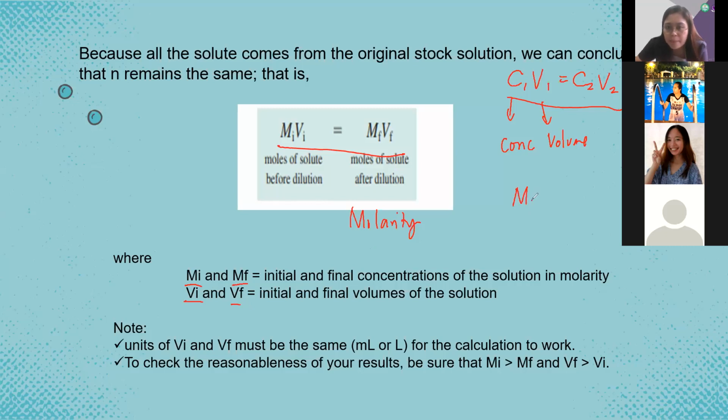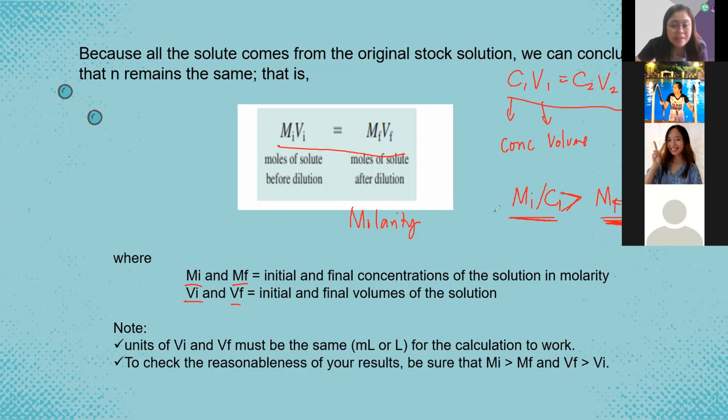Always yan siya, class. Mas malaki si MI or yung tinatawag natin na C1 compared to the final molarity or yung tinatawag natin na C2. Okay? Siyempre, mas malaki siya kasi the process is dilution. We are preparing a less dilute or less concentrated na solution from the more concentrated solution. So kapag compute nyo, mas malaki yung C2 ninyo, you have to recheck your computation because you might have missed something in the process. Okay?